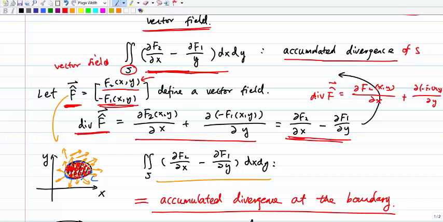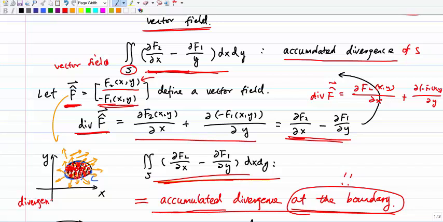Which means if I compute the accumulated divergence of S, which is given here, it is the same as the accumulated divergence only at the boundary. The reason is that for any inside point, before you can move out, you first need to move to the boundary. That's why the divergence for the inside will cancel out. I'll emphasize over here: the divergence inside S, this region, will be cancelled out.